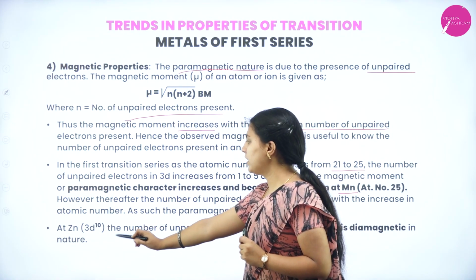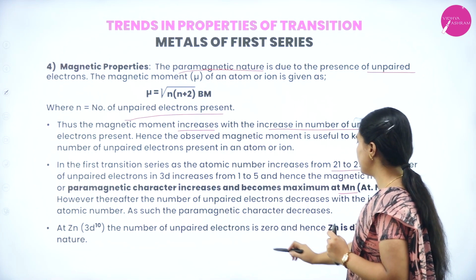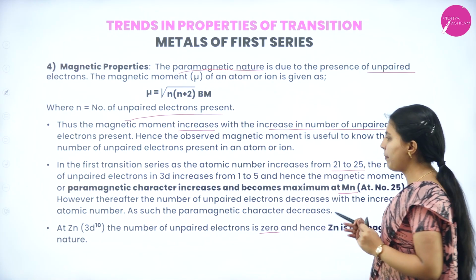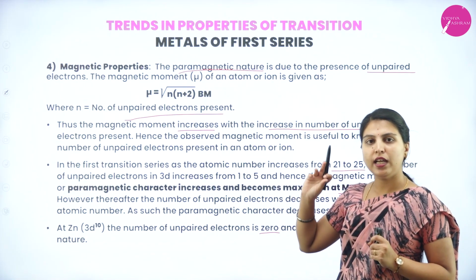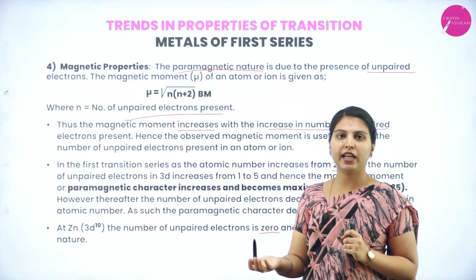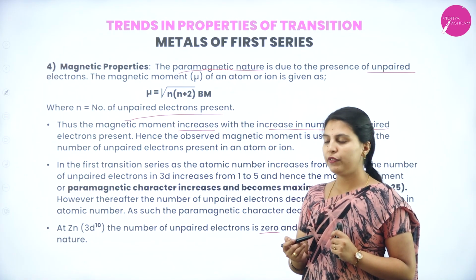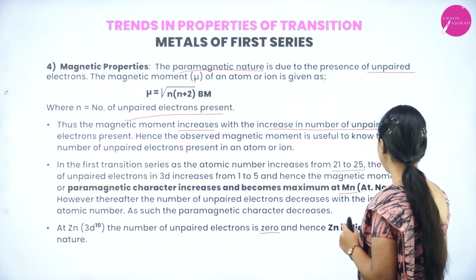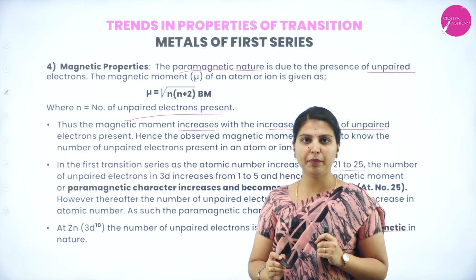series. At zinc, 3d10, the number of unpaired electrons is 0 and hence zinc is diamagnetic in nature. Zinc, the last element in the first 3d series, doesn't have any unpaired electron in its shell. So, it is considered diamagnetic in nature and doesn't show the magnetic property at all.